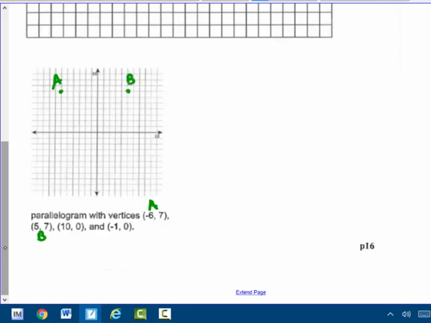That's B. C is 10, 0. Okay, there's 10, thank goodness. 10, 0, so that's nice that they drew that on there. And D is negative 1, 0. So I should use a straight edge here. I'm going to use a straight edge using my line tool and draw that in. So please use a straight edge or a ruler, if you have one.